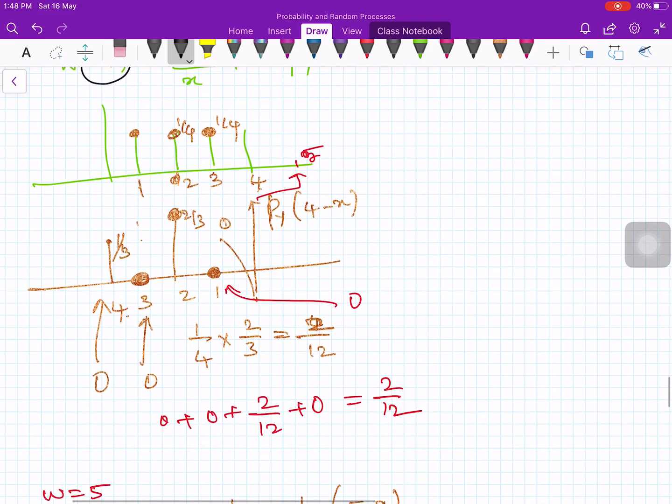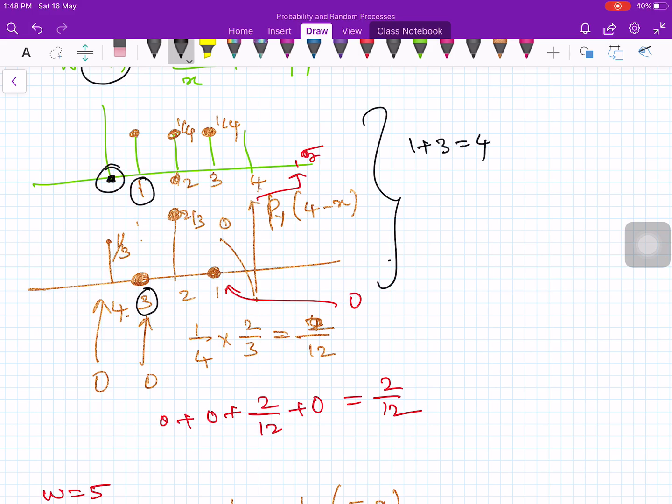Okay, now look at these two figures. So here the value is 1, and the corresponding value here is 3. Therefore 1 plus 3 equals 4. And here the value is 0, and here the value is 4. Therefore 0 plus 4 equals 4.